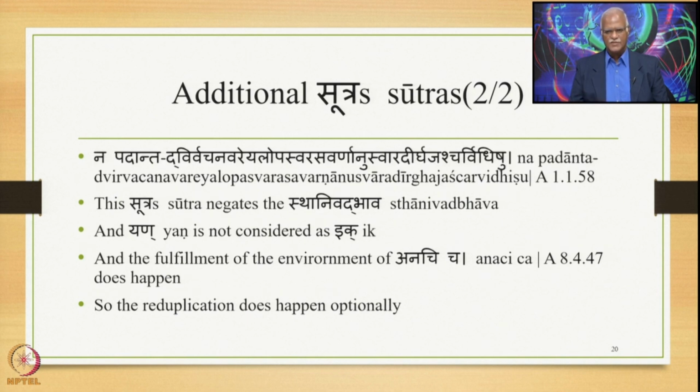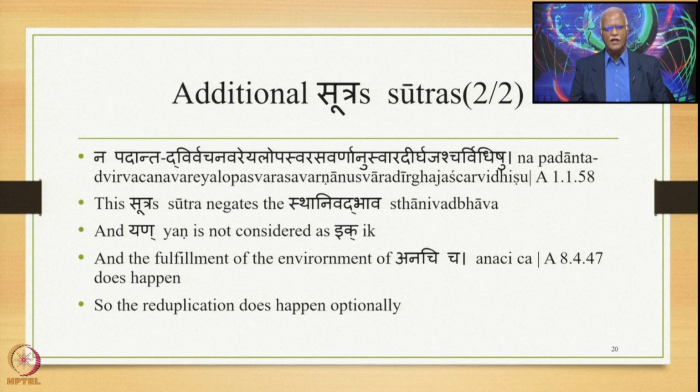But the next sutra in line 158, which reads Na padanta dvirvachana vare yalopas svara savarna nuswar dirgha jaschar vidhishu. This sutra negates the sthanivat bhava that was reinforced by achah parasmin purva vidhau. And now yan is not considered as ik. And the fulfillment of the environment of anachicha does happen. And so the reduplication does happen optionally.